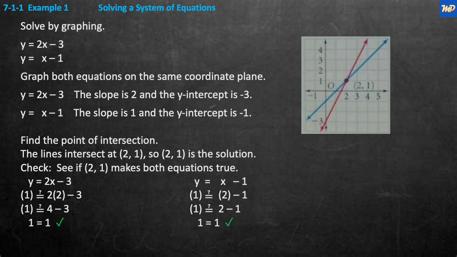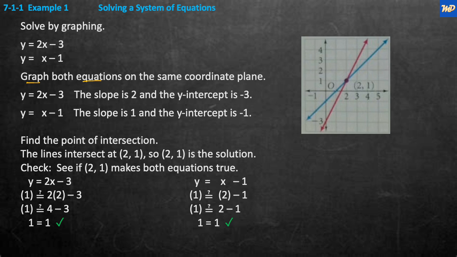So our system here has two equations: y equals 2x minus 3 and y equals x minus 1. So what are we going to do? We're just going to solve by graphing. Here we go. We're going to graph both equations on the same coordinate plane. This is what we've done over on the right.